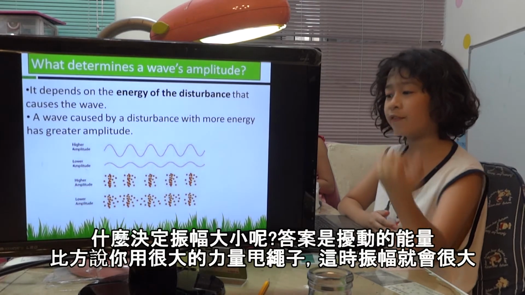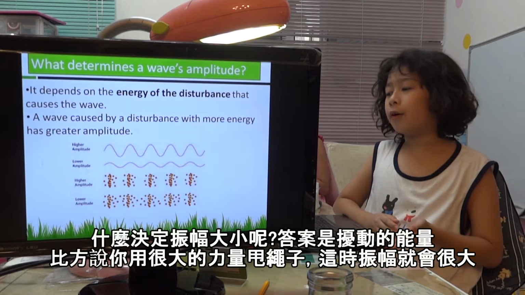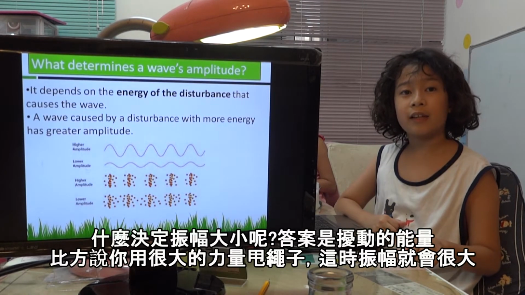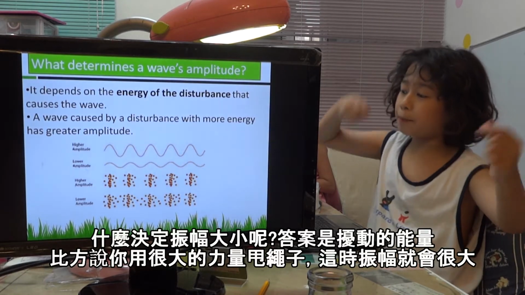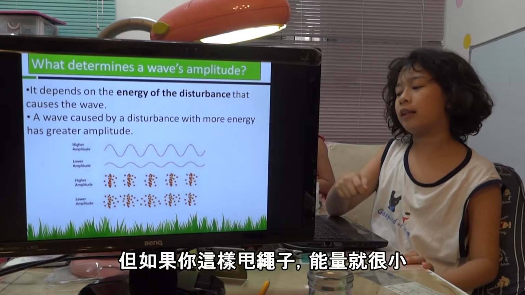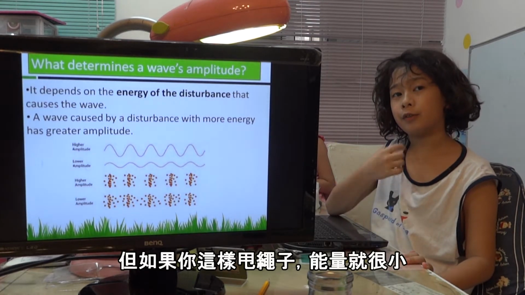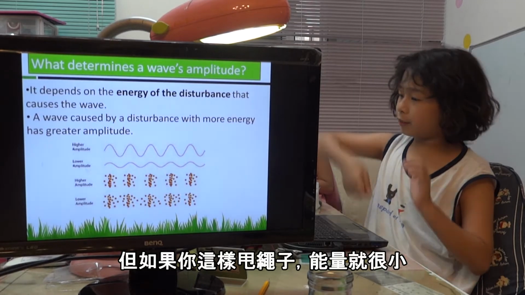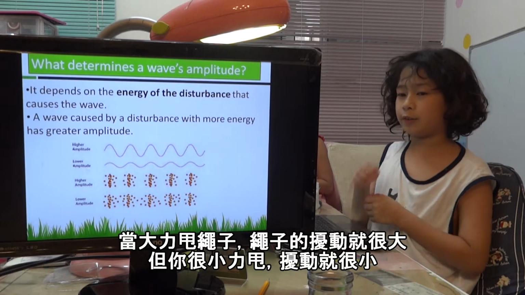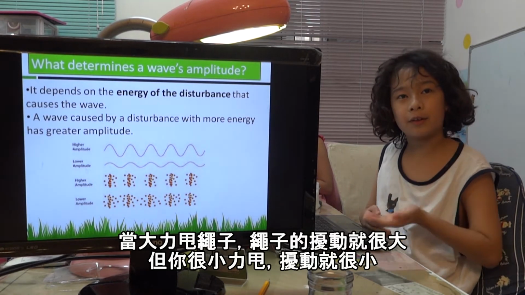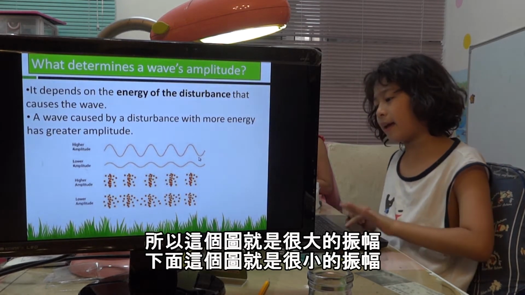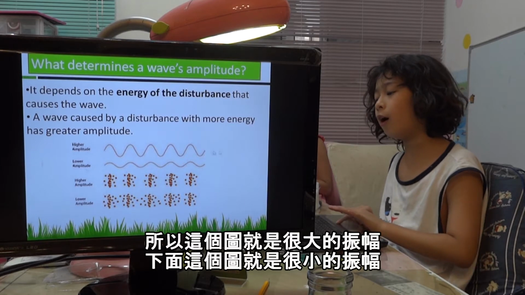What determines the wave amplitude? It's the energy with which the medium is disturbed. If it's a rope and you use a very big energy like that, it will be a great amplitude. But if you do it only like that, it will be a small amplitude. If you do that, the rope has a big disturbance, but if you do that, it will have only a little bit of disturbance. This is a very big amplitude. This is only a small amplitude.